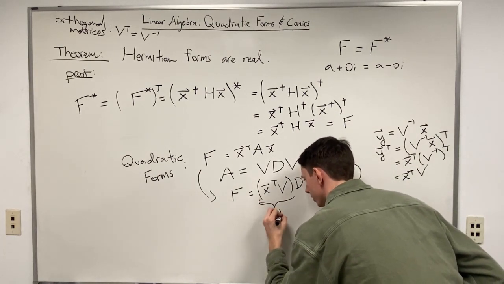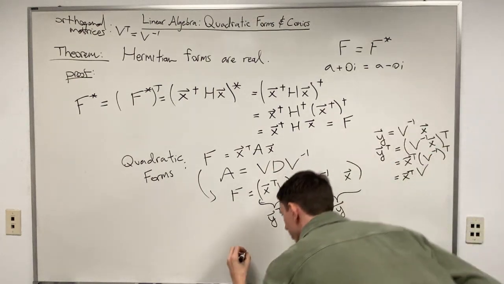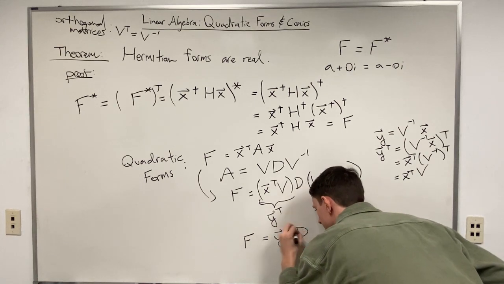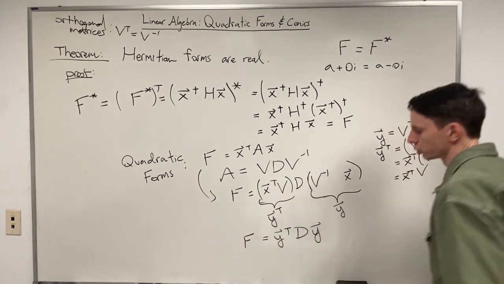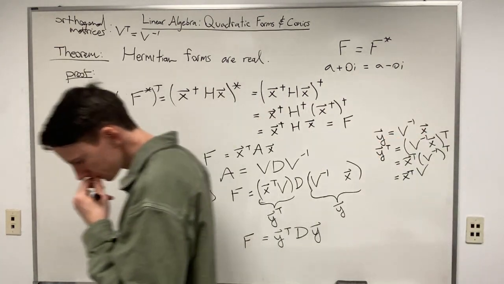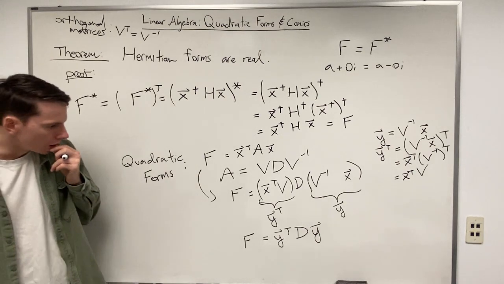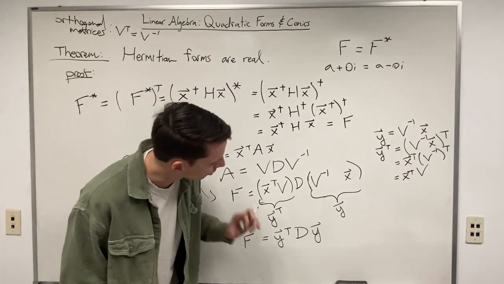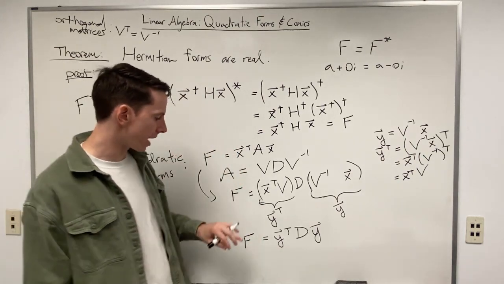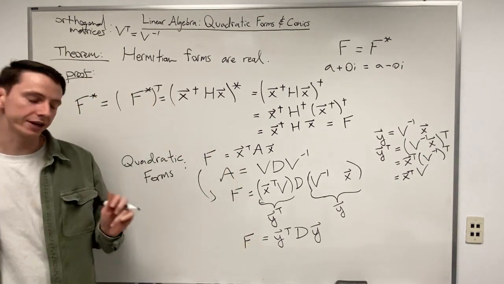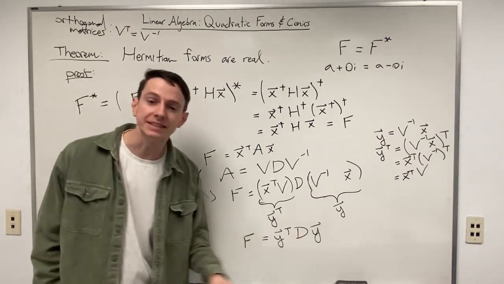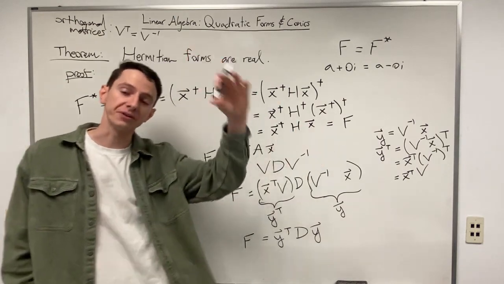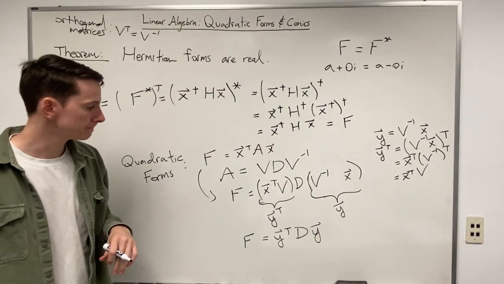This is Y transpose. So we can rewrite our quadratic form, F, as Y transpose times a diagonal matrix times Y. And then at this point, we can immediately understand the form that our quadratic form is written in because of the fact that D is a diagonal matrix. We're just going to have lambda 1, lambda 2, lambda 3, all the different eigenvalues along the main diagonal.